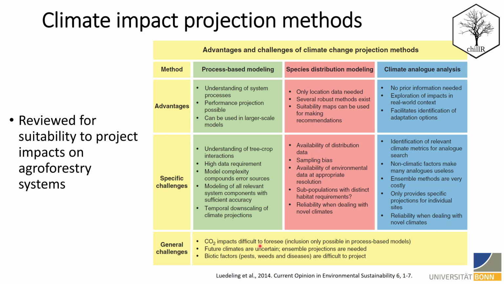General challenges for all of these methods are that CO2 impacts are very difficult to foresee. Maybe we have a chance of including them in process-based models, not in the other methods at all. Future climates are obviously uncertain, and ensemble projections are needed for all methods. And it's often very difficult to predict the effects of biotic factors like pests and weeds and diseases, because most modeling approaches ignore those, and obviously, the impacts of these factors differ from year to year. There's a randomness, some stochasticity, that is really difficult to incorporate in such modeling frameworks.